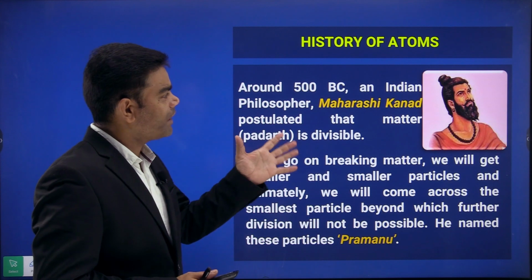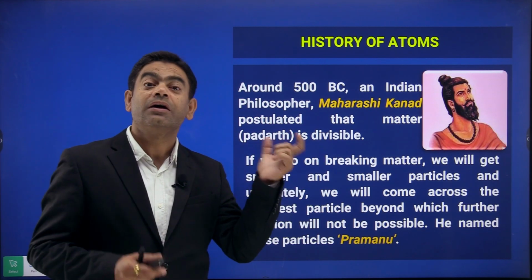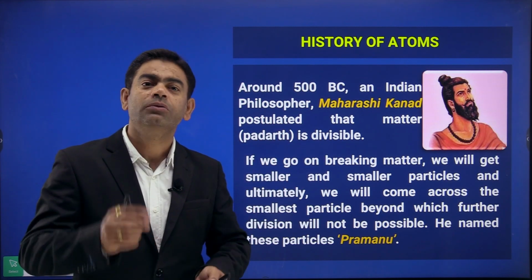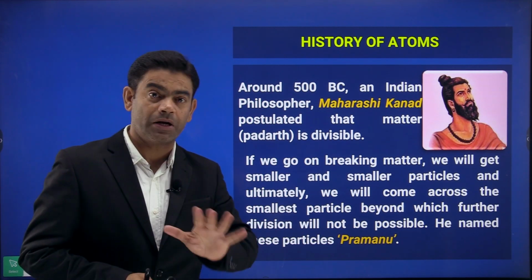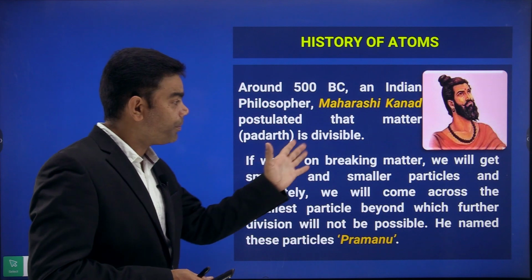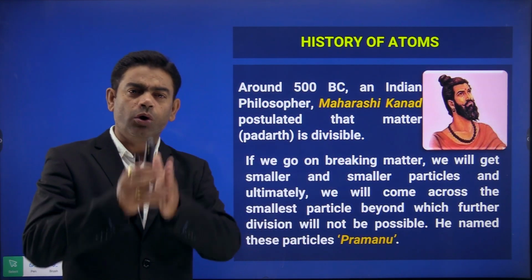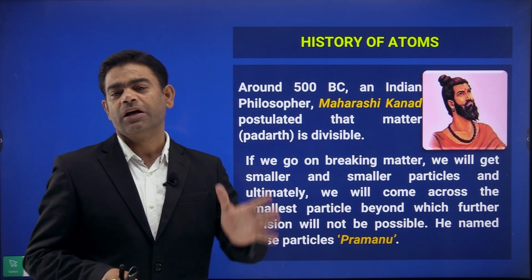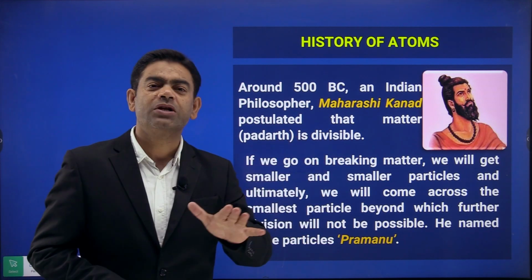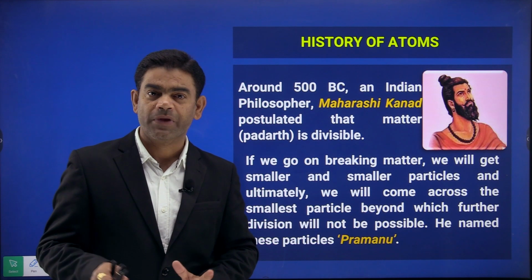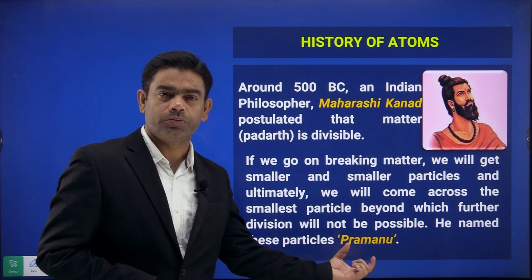So he gave the idea that matter is divisible. Matter को हम छोटे छोटे पार्ट्स में और छोटे पार्ट्स में हम उसको डिवाइड कर सकते हैं. सबसे पहला आइडिया ये था. So if we go on breaking matter, go on dividing into small pieces, we will ultimately come across the smallest particle beyond which we can't divide it further. And he gave the name Pramanu.